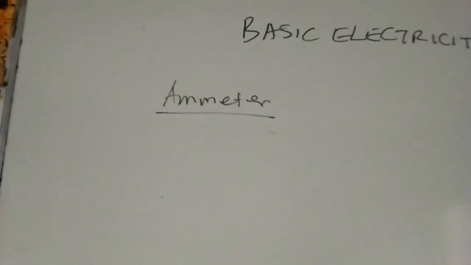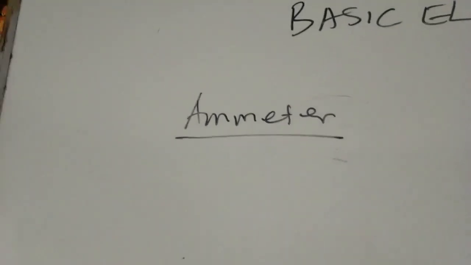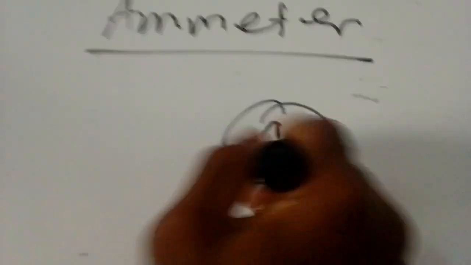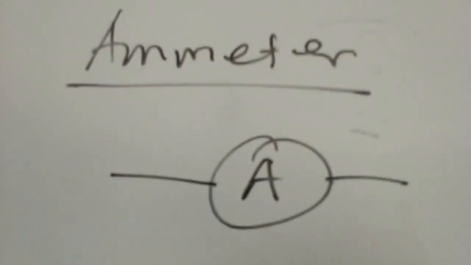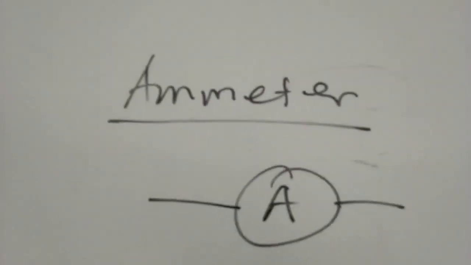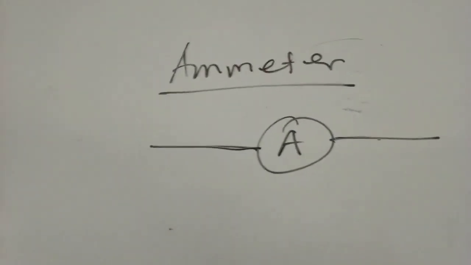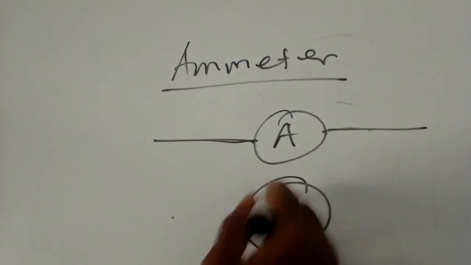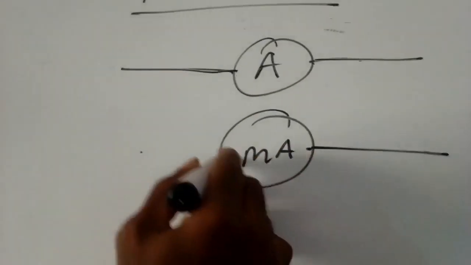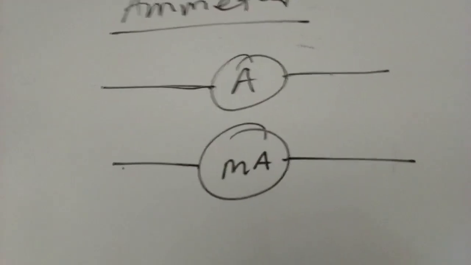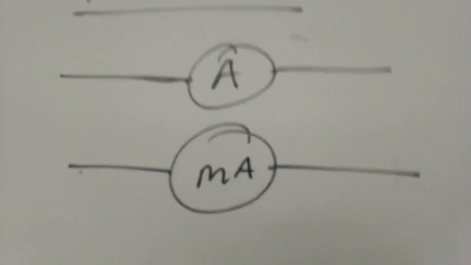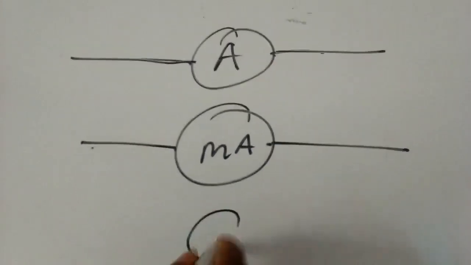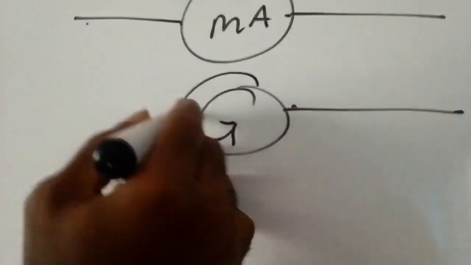We're looking at the next electrical device found in the circuit, the ammeter. The ammeter is used for measuring electrical current, and the symbol for the ammeter is A in a circle. So that's the ammeter in the electric circuit. Ammeter measures current. If we want to measure a small amount of current, we use the milliammeter. If we want to measure a very small or sensitive current, we use the galvanometer. So these are all instruments for measuring current.